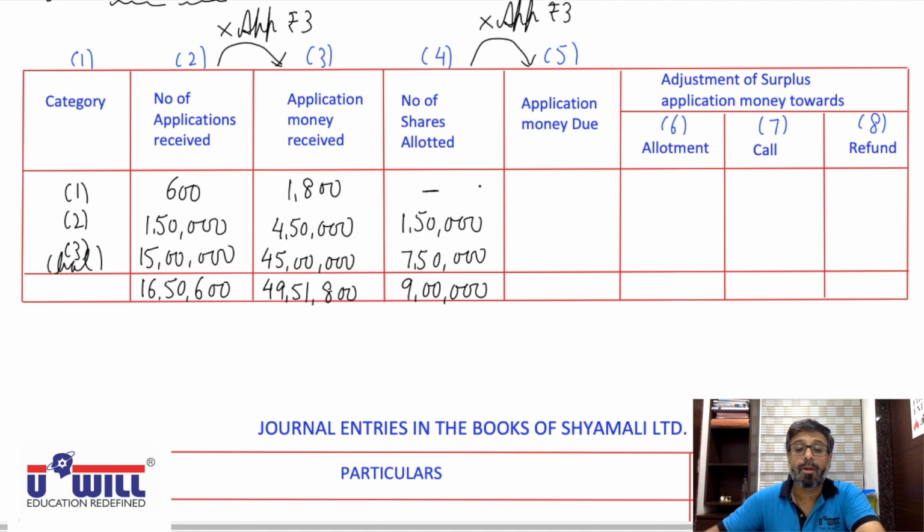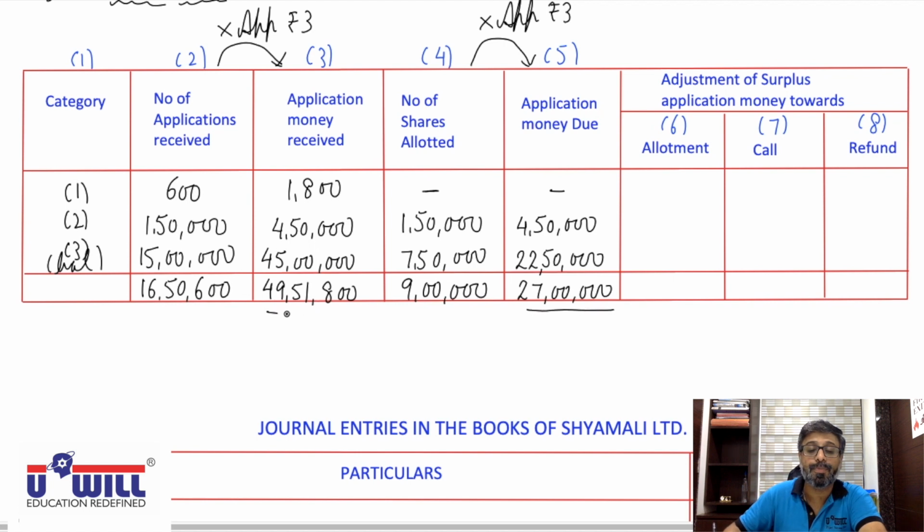Now no shares are allotted, so nothing is due. 1,50,000 into 3, 4,50,000 is what is due. 7,50,000 into 3, 22,50,000 is what is due. So 4,50,000 plus 22,50,000, 27 lakhs is the total application money which is due. Now, how do we find this surplus amount? Application money received minus application money due. Column 3 minus column 5.